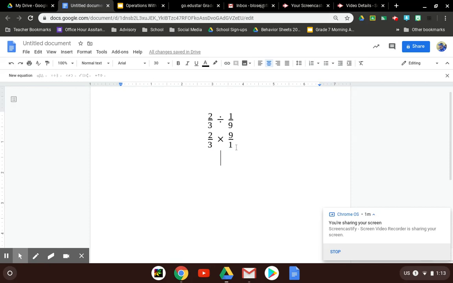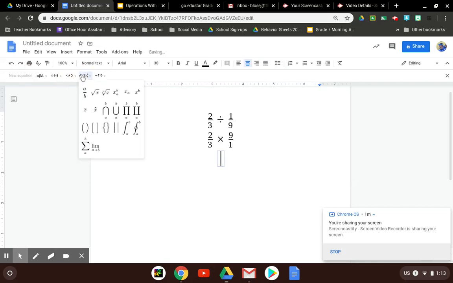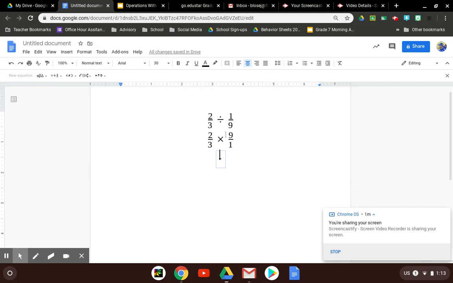And rule number 1 is cross simplify. So I'm going to look at my 2 and 1, and I'm going to say, well, those don't really simplify at all. However, I do see that my 3 and 9 can simplify. So my fraction is going to be 2 because the 2 didn't change, but the 3 had a common factor of 3 with the 9. So 3 divided by 3 is 1.